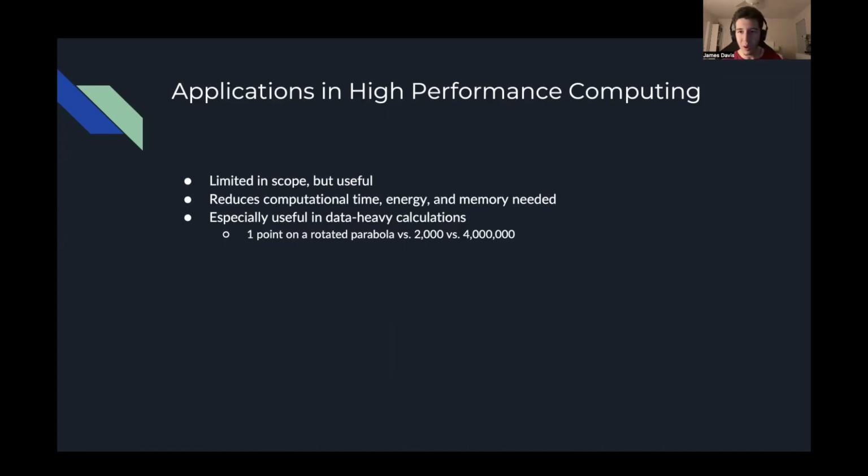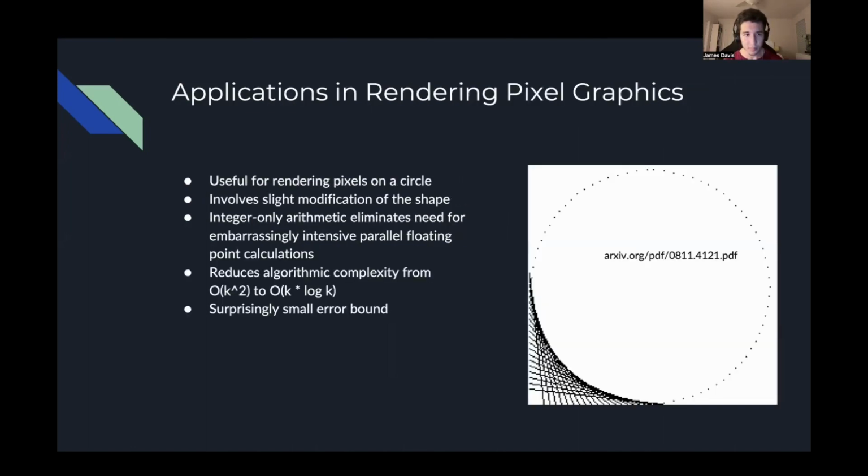But imagine trying to model 1 point. Compare that to 2,000 points. Compare that to 4 million. If you're just doing 1 point, it's not that bad, but 4 million points on a rotated parabola would be pretty intensive to calculate. So this reduces time complexity.